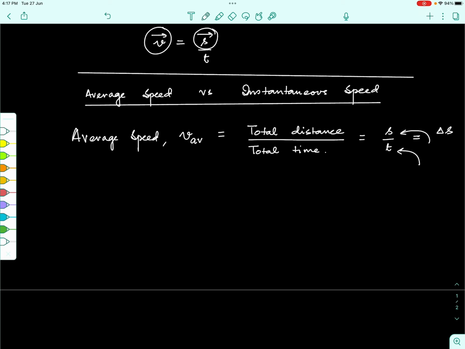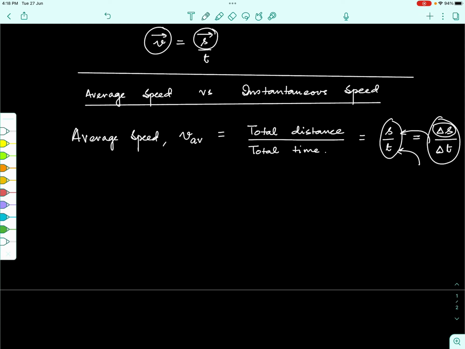Delta means a change. So, let us say a body has moved from one position to the other. The distance between the two positions, which will be the distance travelled by the body, gives you the total distance travelled, delta S, divided by the total time interval, which you can now write as delta T. Understand that meaning wise, this term and this term are the same. It is just a difference in the way we are representing it now.